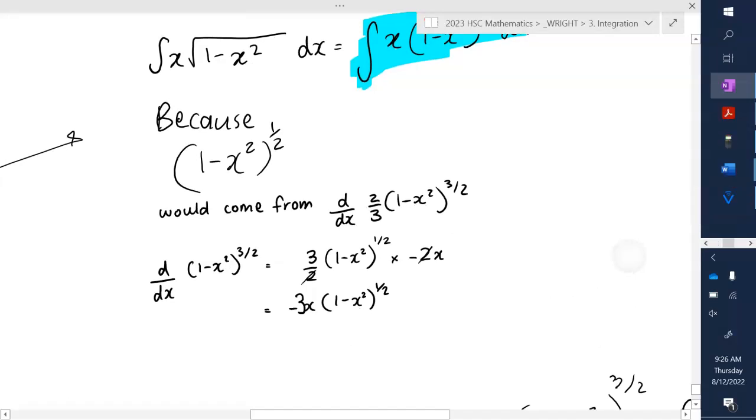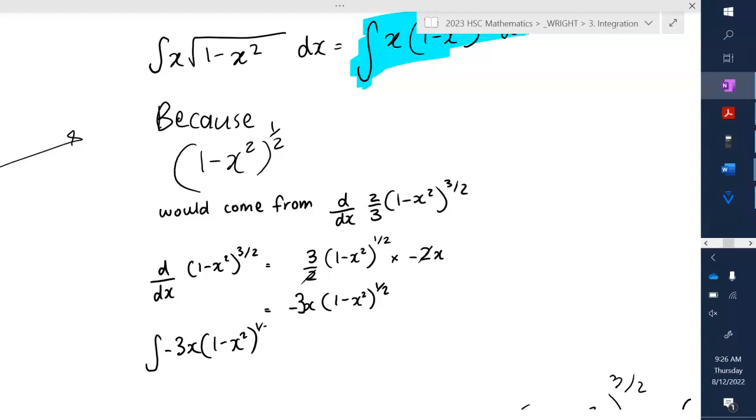Okay, so let's have a think of what that actually means. When I've differentiated this function, I get this one. So that means if I integrate this one, I get that one. Let's write that down. If I integrate my answer there, minus 3x times 1 minus x squared to the half with respect to x, I end up with 1 minus x squared to the power of 3 on 2. So instead of going from differentiation to the answer, I've gone from integrating my answer back to what I got over there.